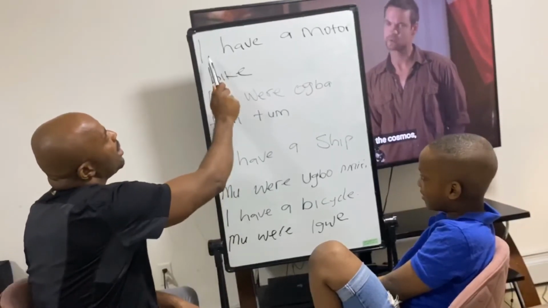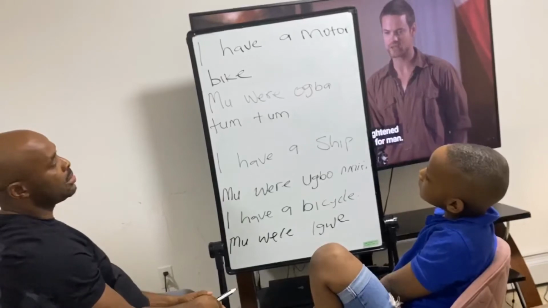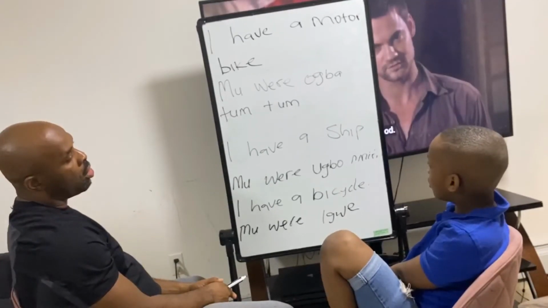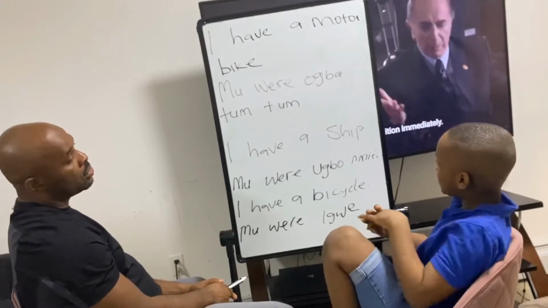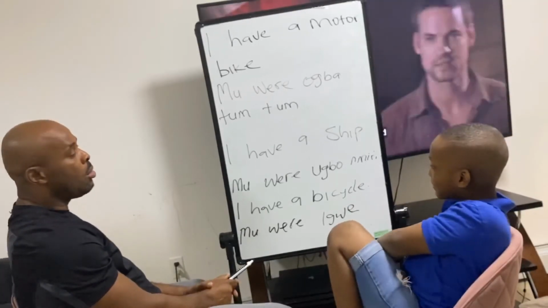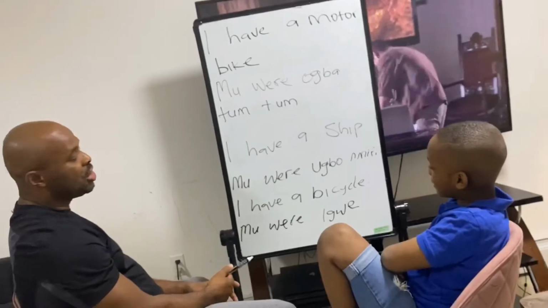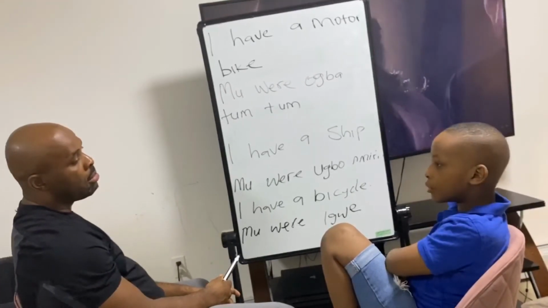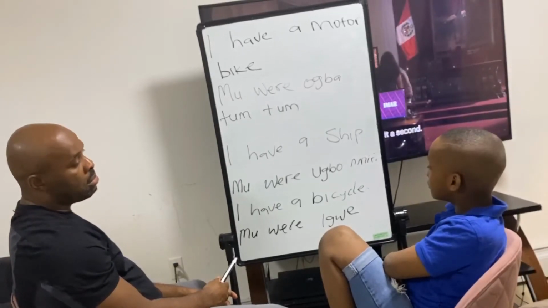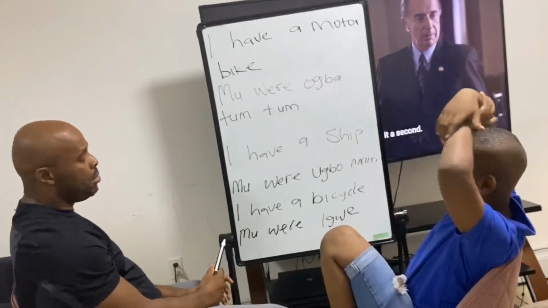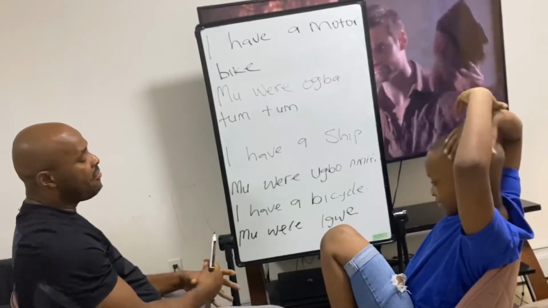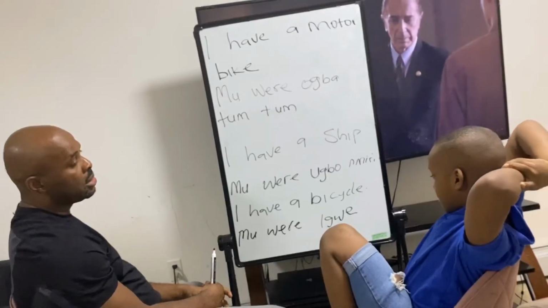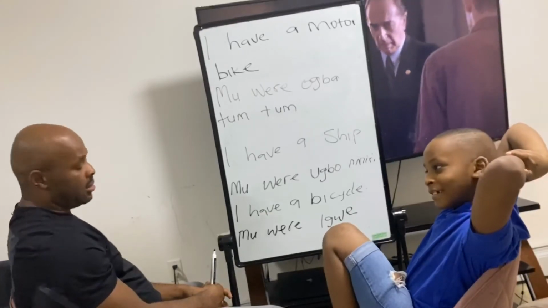So, can you tell me, I have a motorbike, means what? Mo were oba tum tum. Good. I have a ship. Mo were obo miri. I have a bicycle. Mo were igwe.